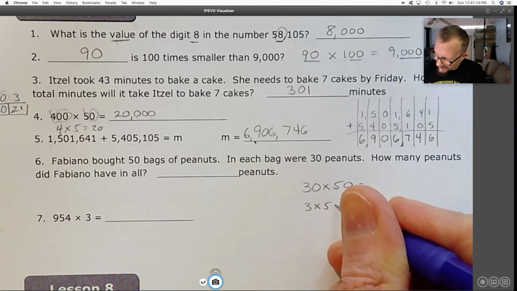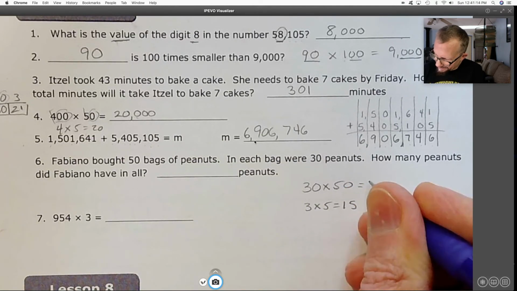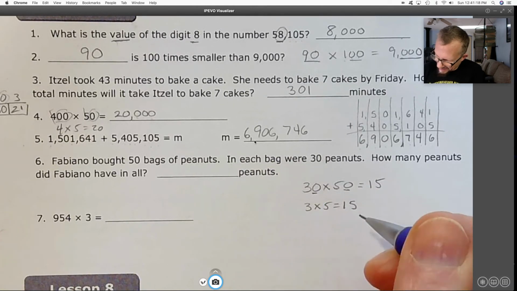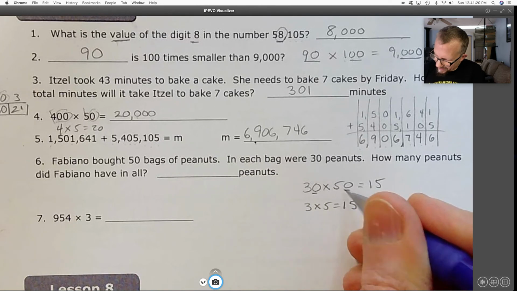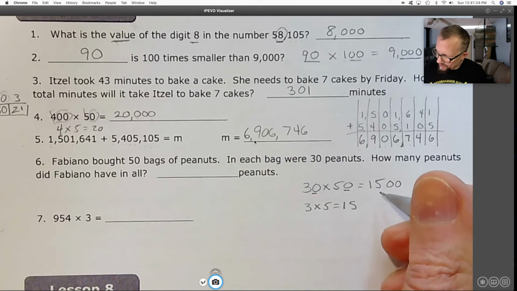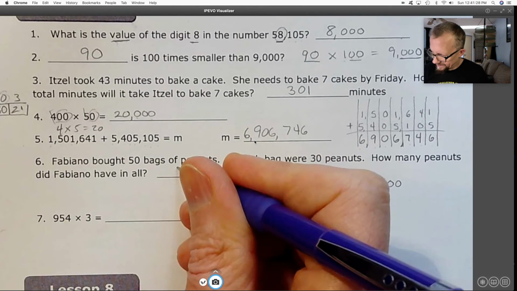This is that same pattern we've been seeing. We know that 3 times 5 is 15. But we've got a 10 here and a 10 here. 10 times 10 is 100. The two zeros come together in the product. There's that 100. So we could call this 1,500.